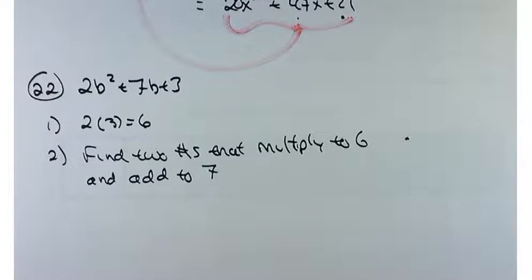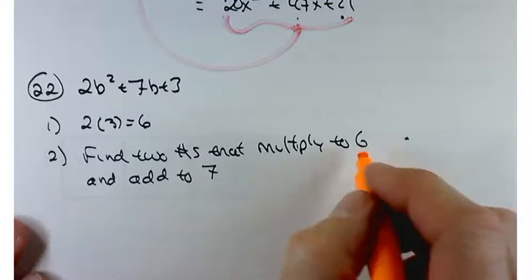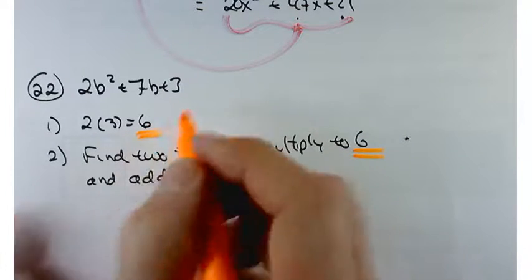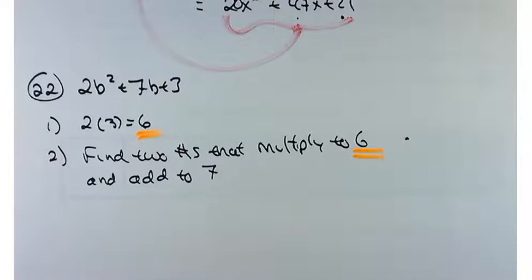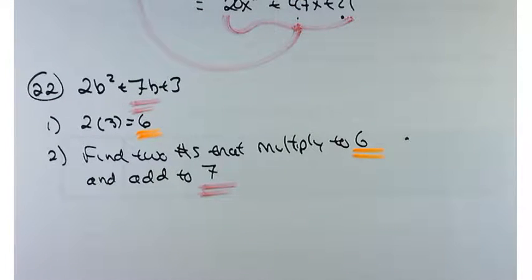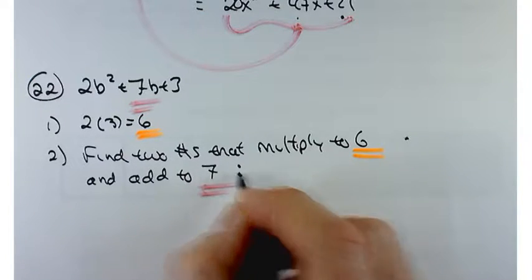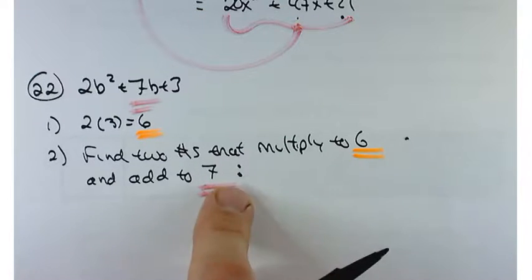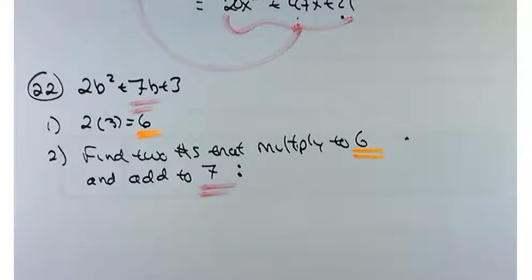Let me always do this to kind of color coordinate things. That's where the 6 is coming from. This is where the 7 is coming from. Two numbers that multiply to 6 and add to 7. Well, 2 and 3 multiply to 6, but they don't add to 7, right? So you have to choose another pair of numbers that multiply to 6.